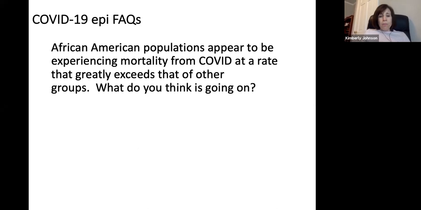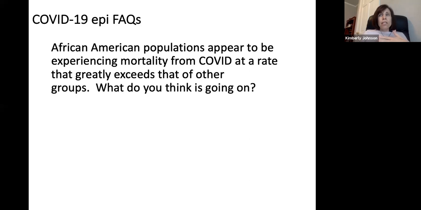Another question is, African American populations appear to be experiencing mortality from COVID at a rate that greatly exceeds that of other groups. What do you think is going on? As an epidemiologist, when I see differences between groups in the development of disease, a higher burden, one group more likely to develop a disease or more likely to die from it than others, I start asking about what the differences in risk factors between those groups might be that explain this pattern.